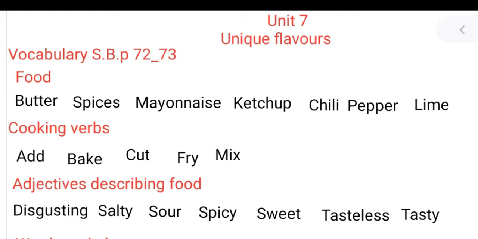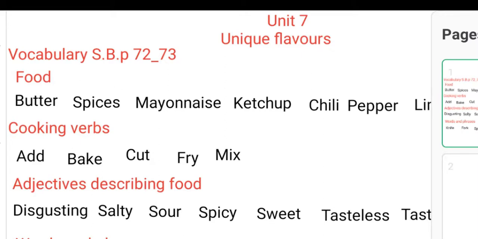Fork, spoon, chef, recipe, raw, and ingredients. Okay? Now, let's go to definitions. Definitions of what? As I have just said, the definitions of the adjectives that can be used to describe food.